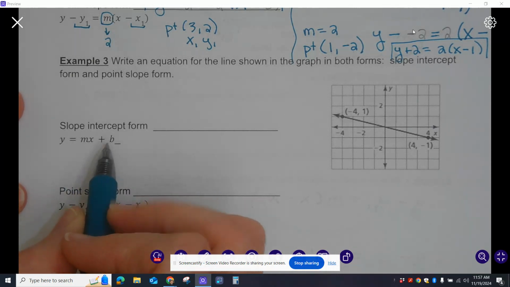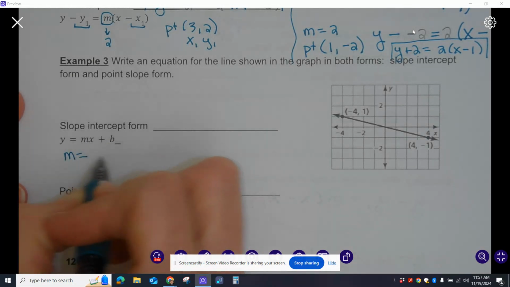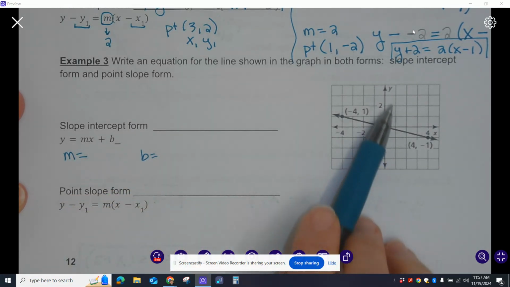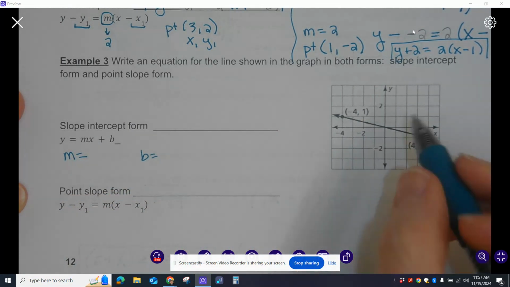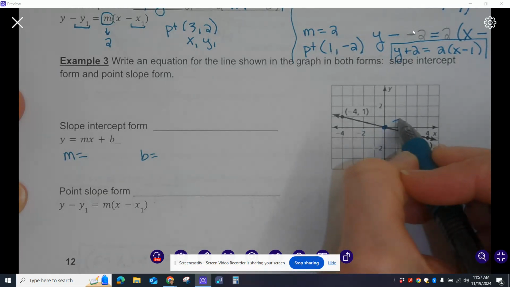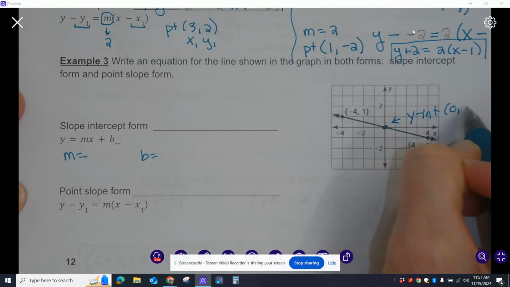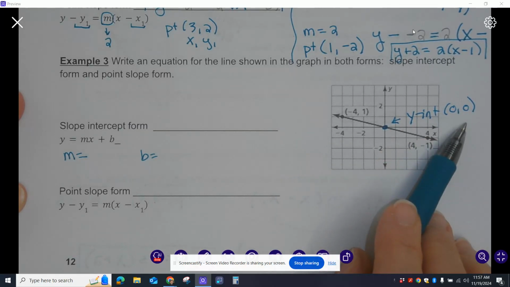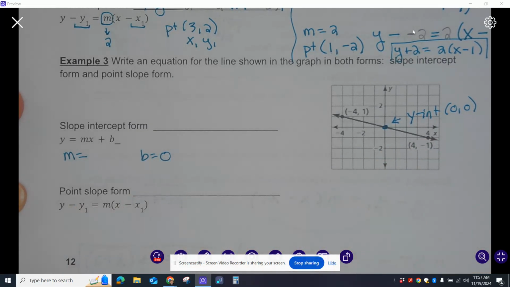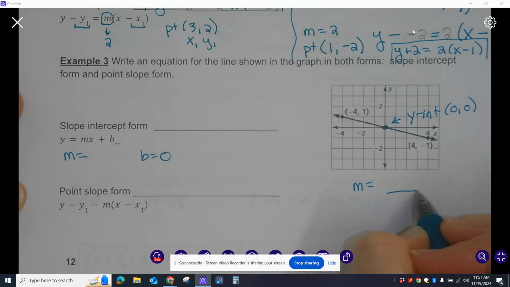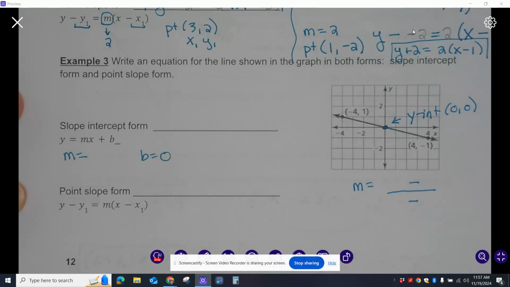Slope-intercept form is y equals mx plus b, so I need an m and I need a b. I always think b is the easiest thing to find, so I find that first. Here's my y-axis. Here's where my line crosses the y-axis. So that means my y-intercept is actually the origin, which means my b is 0. My slope, this time instead of counting, I'm going to use the slope formula just to review that. So there's my template for finding my slope.